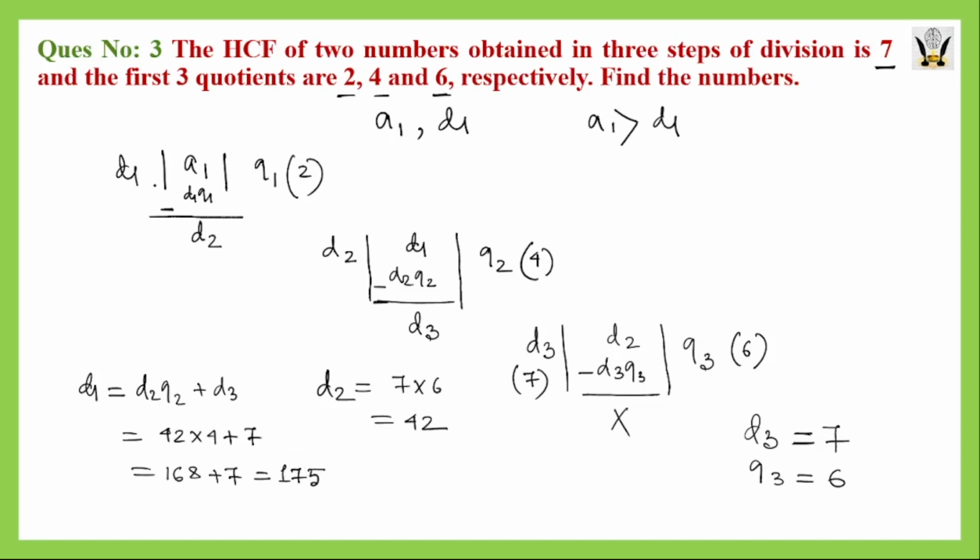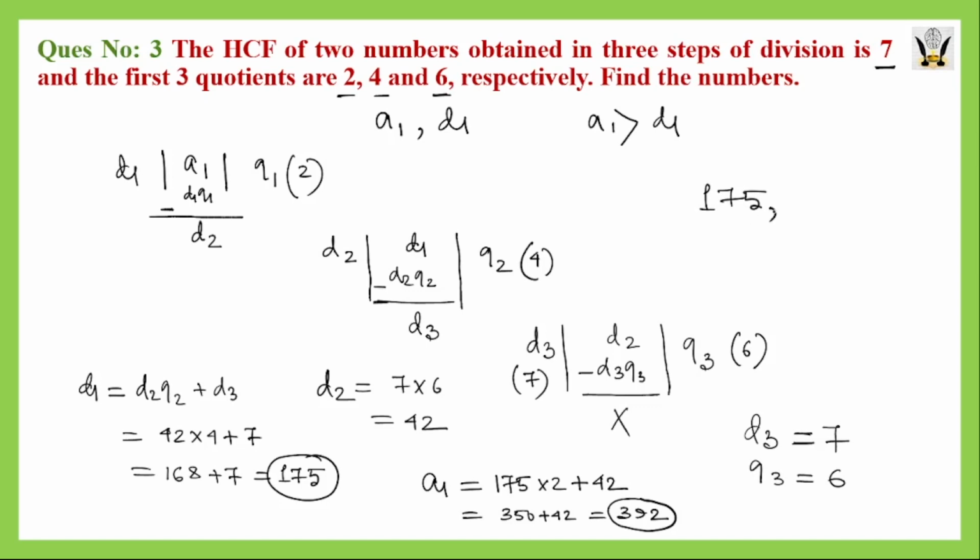Now what about A1 then? D1 was the lowest number among those two numbers. That means we have already obtained one of the numbers, which is the lowest, and we need to find the other number, which is the highest. So A1 will be what? The same concept, so the value of A1 will be 392. That means one number is 175 and the other number is 392.